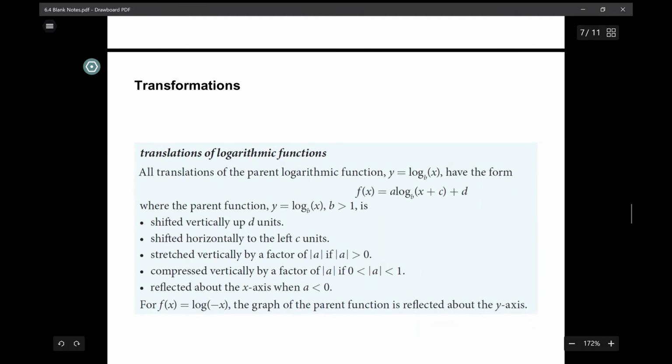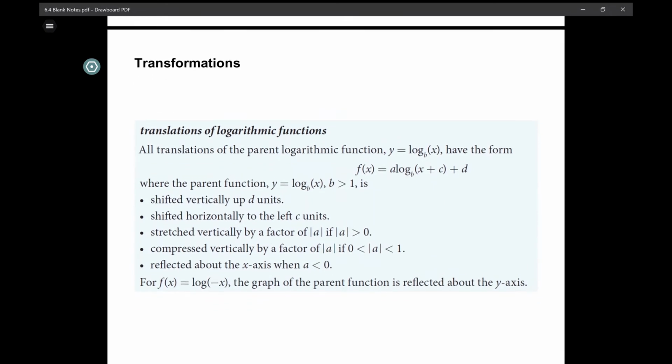So let's just talk about the general rules here. Much like before, if you have a logarithm, log base b of x, a transformation is going to have the form a times log base b of x plus c, plus d, with our stretching and compressing being the a, our shifting left and right being the c, and our vertical shift up and down being the d. And the same rules apply for reflection, right? If you have the negative inside, that's going to be the parent function reflected about the y-axis. If you have a less than 0, that's going to be the minus f of x, reflected across the x-axis. So all the same rules apply that applied before.